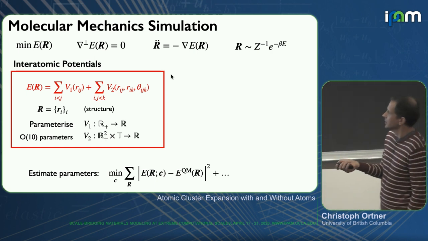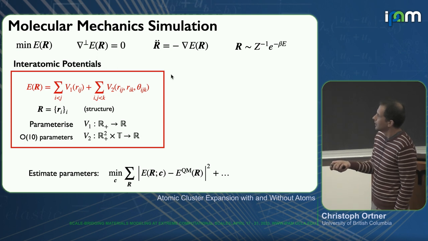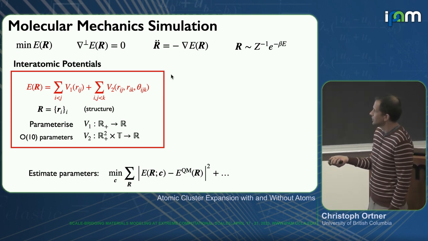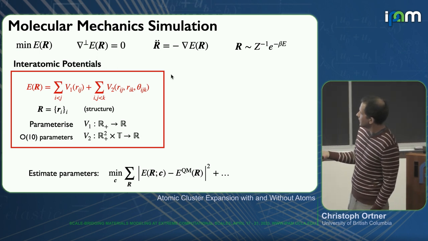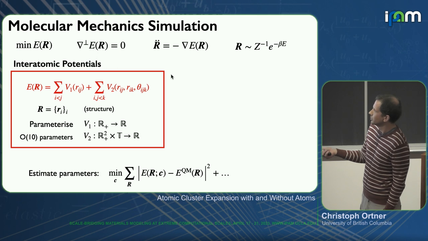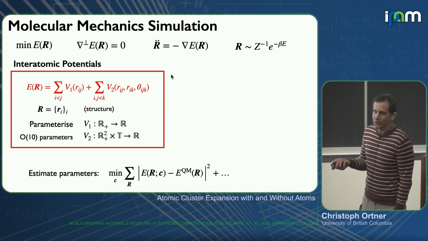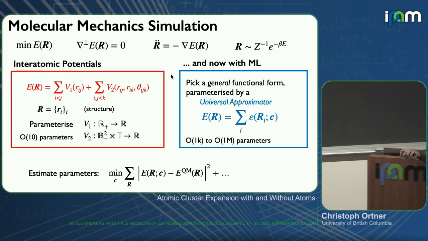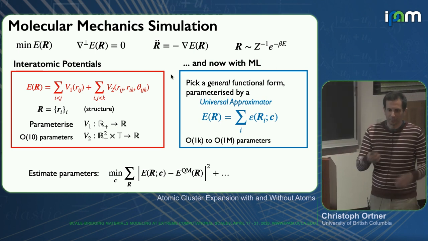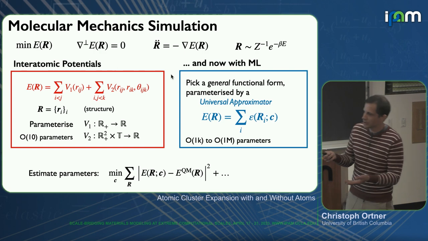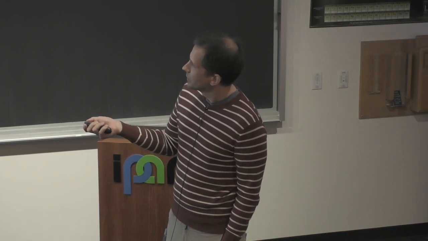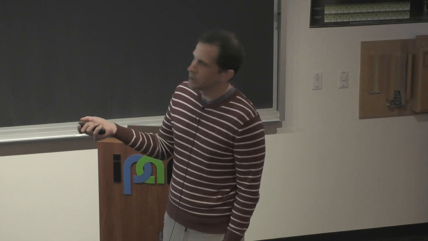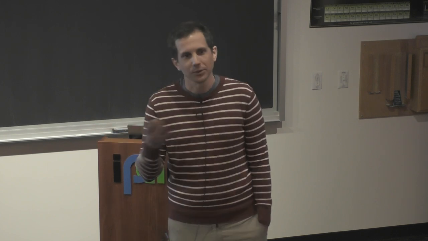And then, how do you estimate those parameters? Well, I guess in the 90s, the estimation of the parameters moved away from experiments and pen and paper, and you just generate DFT data and fit the parameters through that. And really, the only thing that's changed now is the functional form, right? So instead of saying, I have a pair potential and a three-body term, or an EAM potential, and I have tens of parameters, I write my total energy as a sum of site energies, and I replace the site energy with a universal approximator, and now I have thousands or hundreds of thousands or millions of parameters.